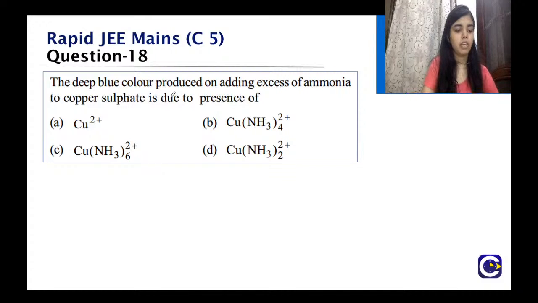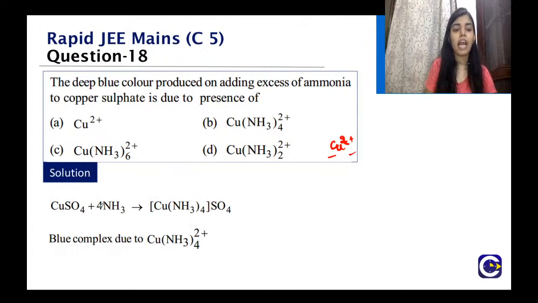Question number 18, the deep blue color produced on adding excess ammonia to copper sulfate is due to the presence of. Now this is very important. We tend to remember that it is copper 2 plus, but we forget the number of ammonia ligands here, right? Copper sulfate on reacting with excess ammonia forms a square planar complex, that is Cu(NH3)4 2 plus, not 6, not 2, rather a square planar structure with 4 ligands.